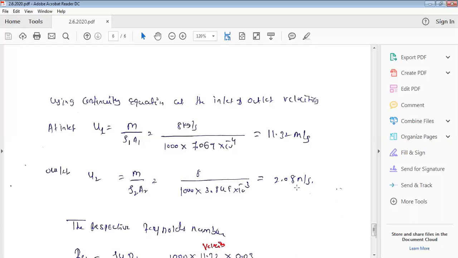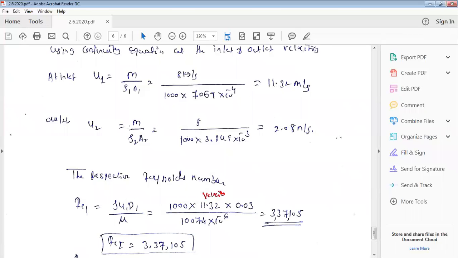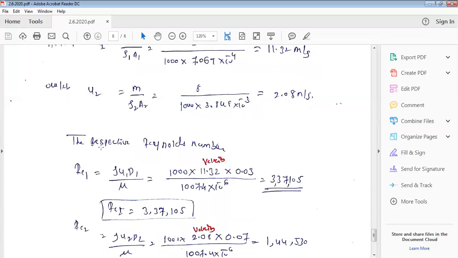Okay, at the outlet the velocity is less. According to the problem, they told you to calculate velocity at the inlet and outlet, and we calculated that. Now we need to calculate the second parameter, the Reynolds number at the inlet and exit. What is the Reynolds number at the inlet?